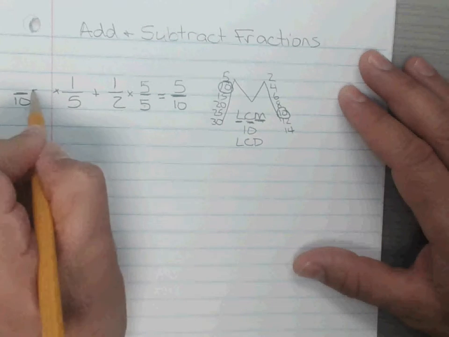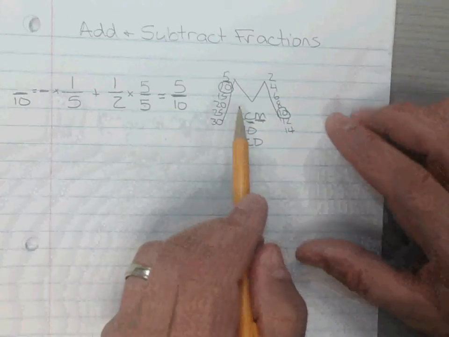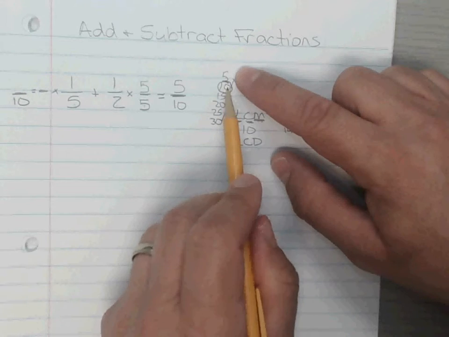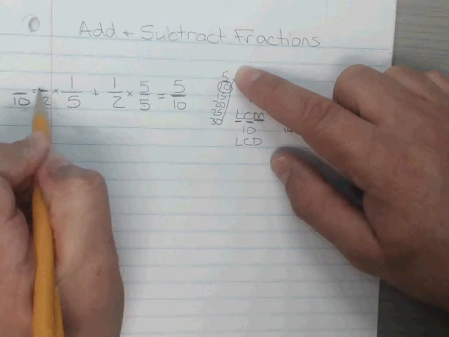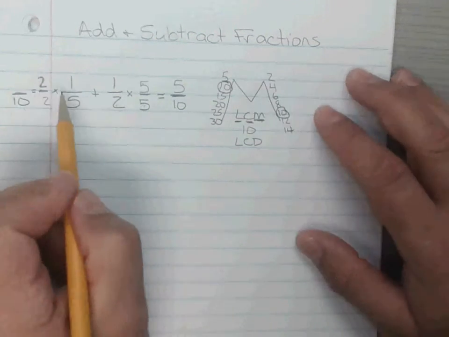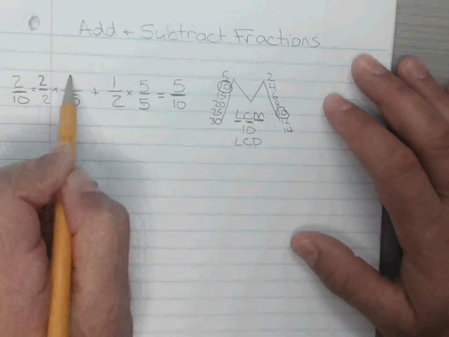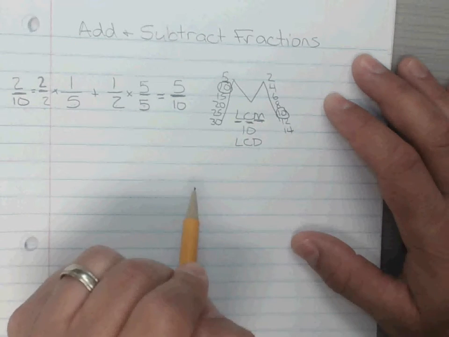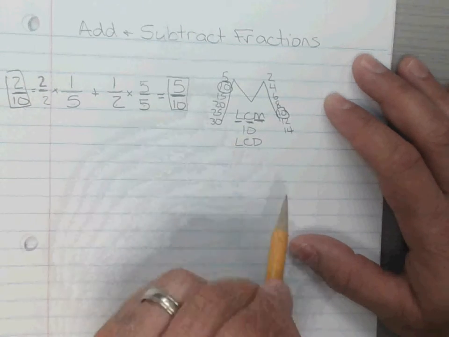Now let's find the equivalent fraction of 1/5. So I set it up as a multiplication problem. 5 times what equals 10? Well, looking at my big M, I know it takes 2 steps. 5 times 1, 5 times 2. So 5 times 2 equals 10. Now I have to do the same thing that I did with my denominator up here with my numerator. So now I can multiply 1 times 2, which is 2. Notice I did 1/5 times 2/2, and I got an equivalent fraction of 2/10. These are my new equivalent fractions.